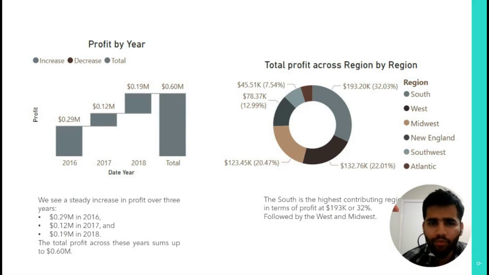Looking at this waterfall chart analyzing profits year over year, we observe a positive growth trend. Profit grew from $0.29 million in 2016 to $0.60 million by 2018, and this growth indicates effective cost and revenue management.